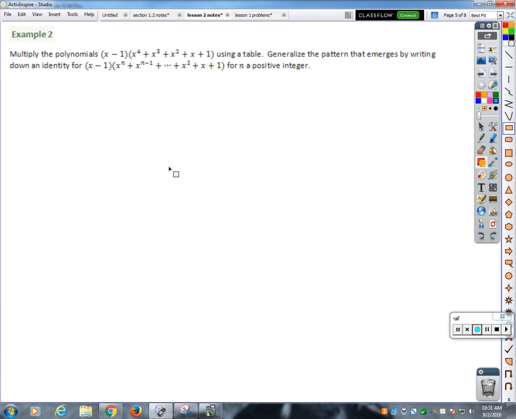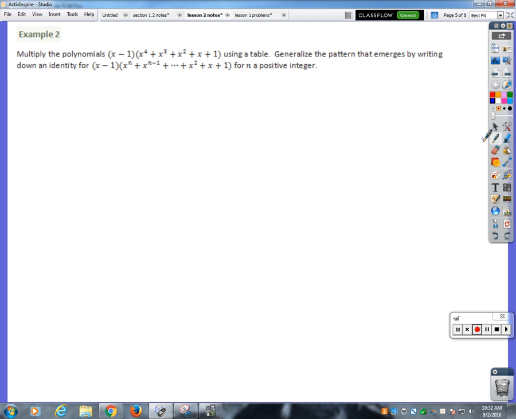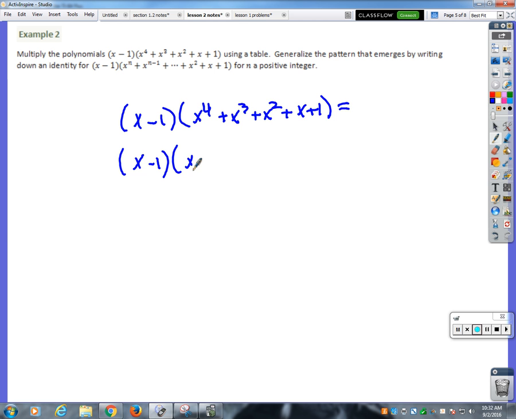Okay, awesome. So will you look at the table in your book and use that to combine the terms and come up with an answer for what this first part is. So the first thing we need to know is what is x minus 1 times x to the 4th plus x to the 3rd plus x squared plus x plus 1 equal. Okay, so look at the work that they've done for you already and then tell me what you think it's going to be no matter what the exponents are.